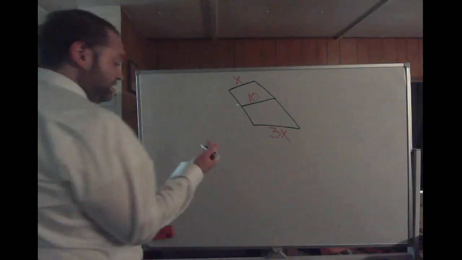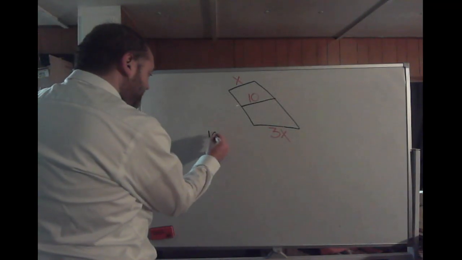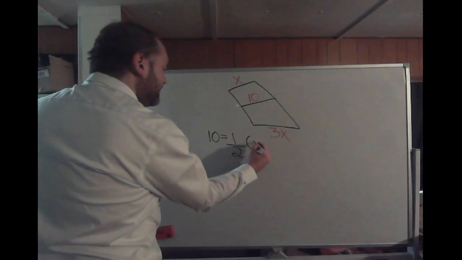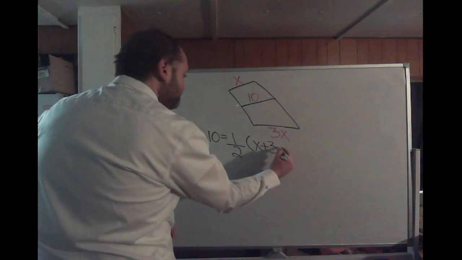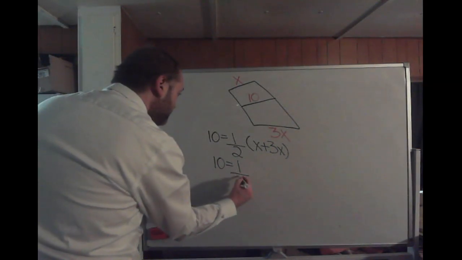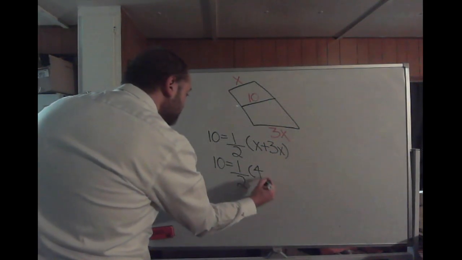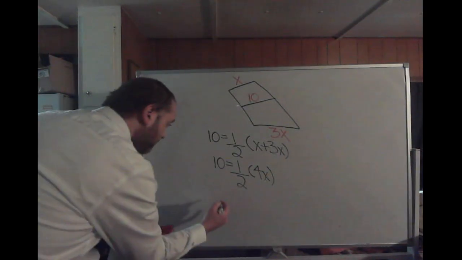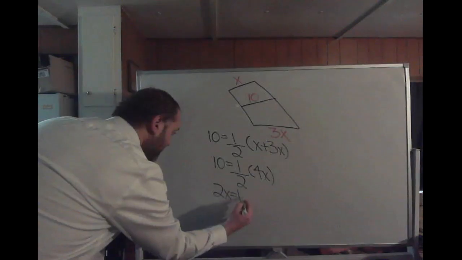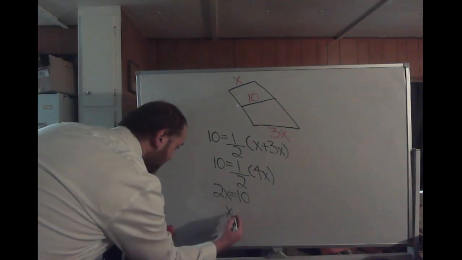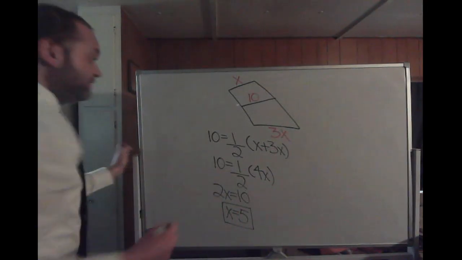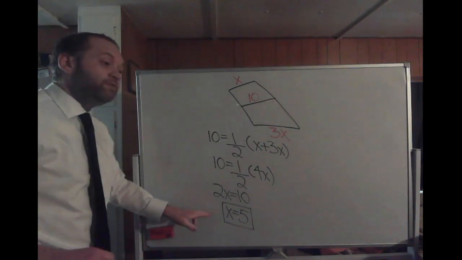Well, again, the median, which is 10, is still equal to half of the sum of the two bases, which would be x plus 3x. Which means then that 10 is equal to half of 4x, which half of 4x is 2x, so that would give you 2x equals 10, which could only mean that x equals 5. So the value of x that you're going to get is 5.